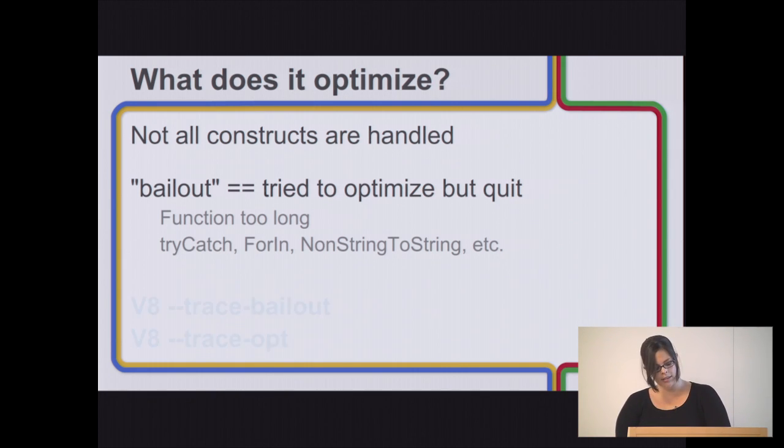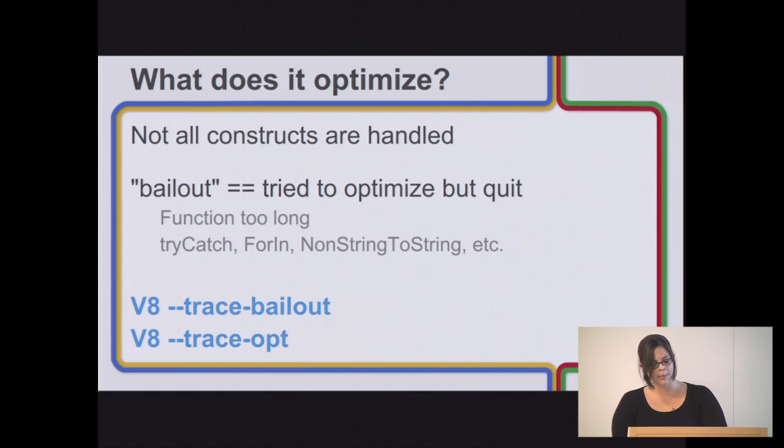And other than that, there are just a number of specific cases that can't be optimized. If you want to see what's being optimized and what isn't, you can use these two handy V8 flags. You can use trace bailout and trace opt. Trace bailout will spit out the function names of what things are bailing out and why. Trace opt will tell you what functions are getting optimized.